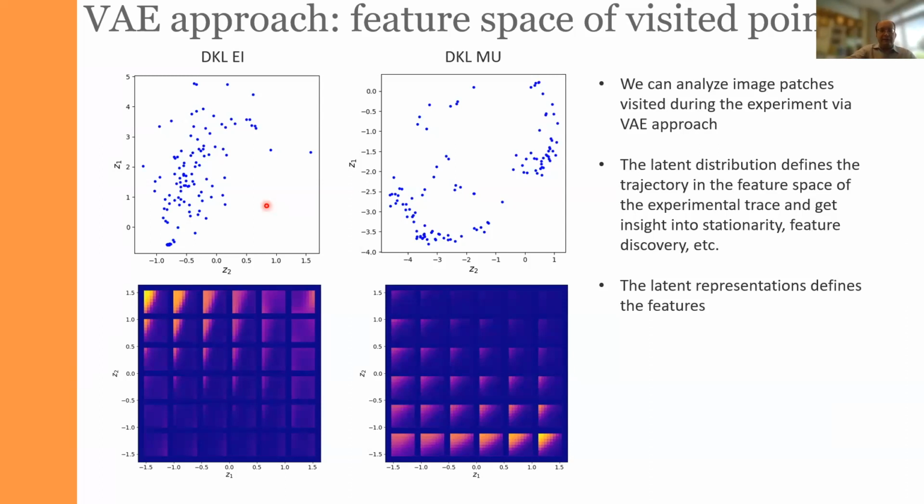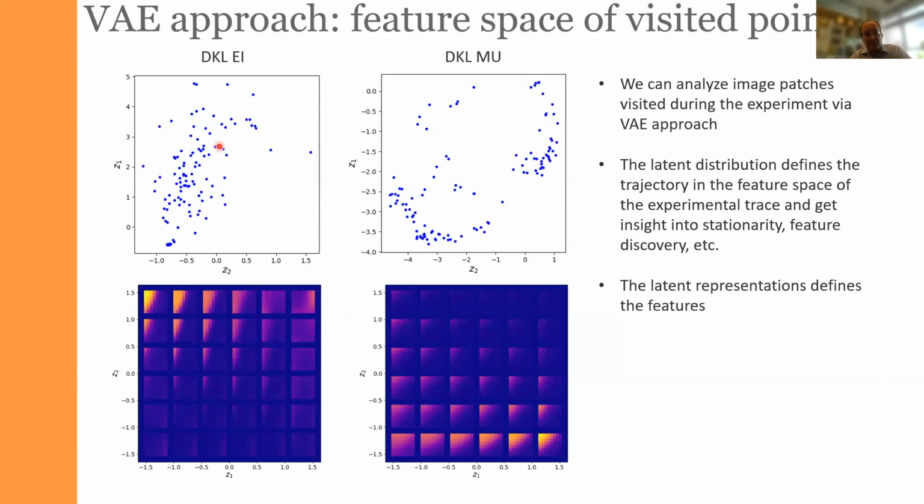And the answer is that we need to have some way to understand what these locations are. And that's exactly the case where we can use the variational autoencoders. So we can take our visited locations and run the VAE analysis. In this case, we already talked about what it means. So it's our latent space.